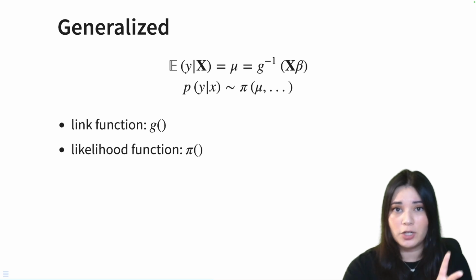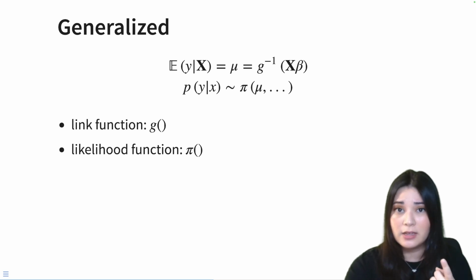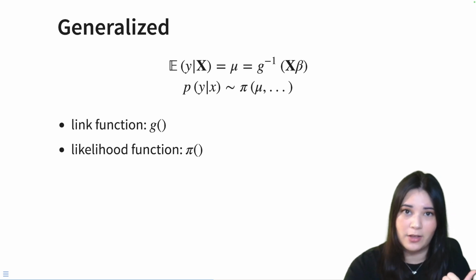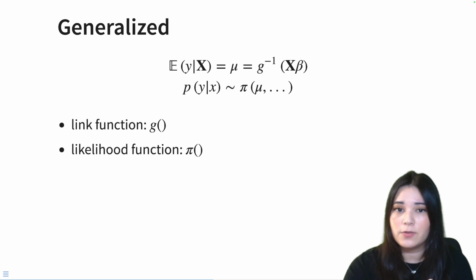The two things in a generalized linear model that we can trade in and out to create different models are the link function, how we transform our linear prediction into the parameter value we want to use, and our likelihood function, which tells us how data are distributed around that expected value.